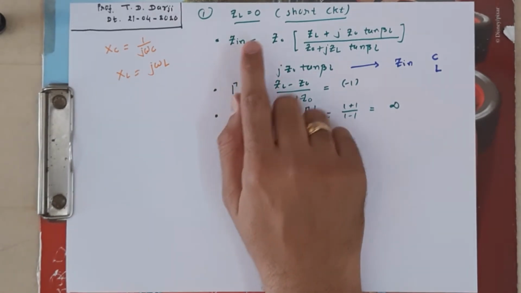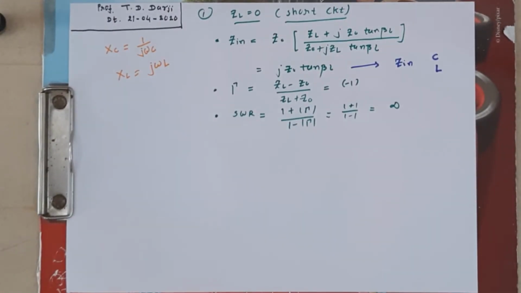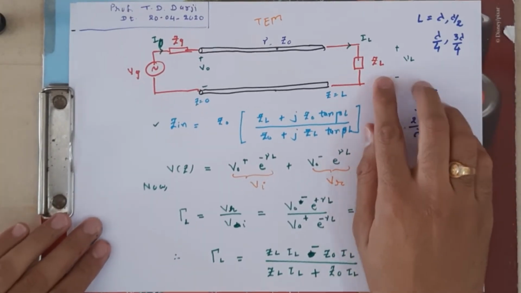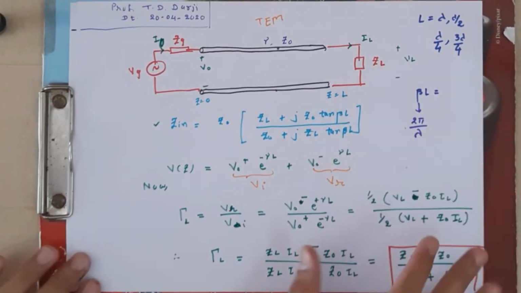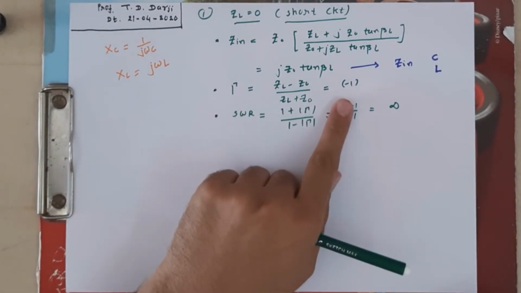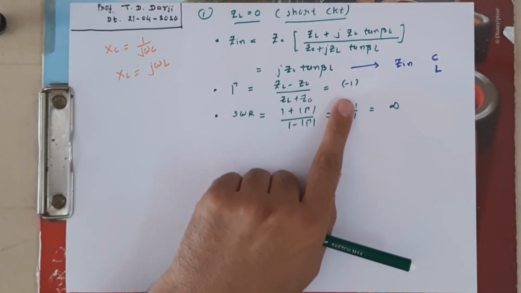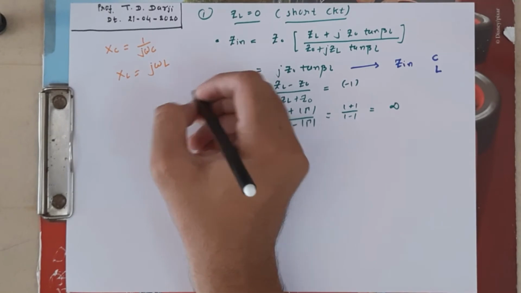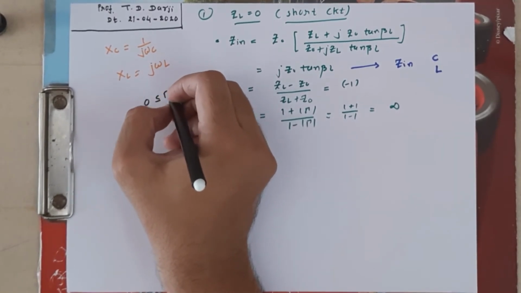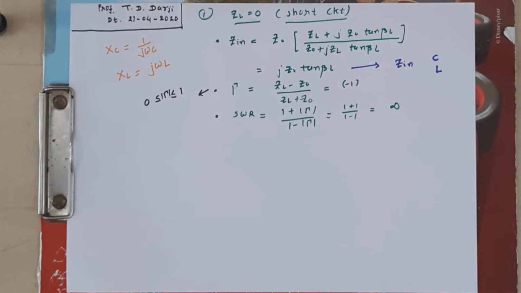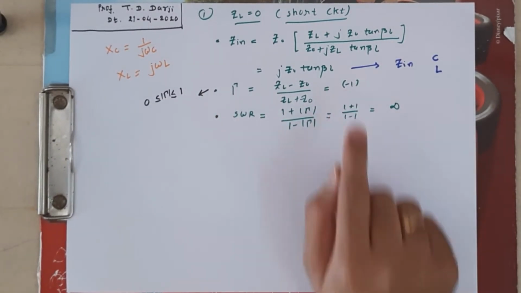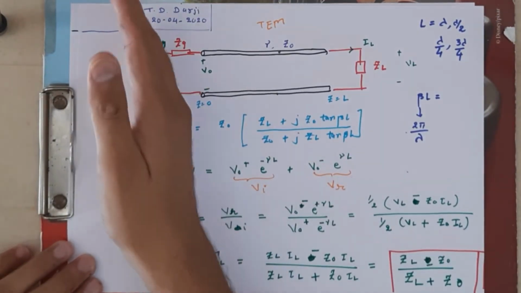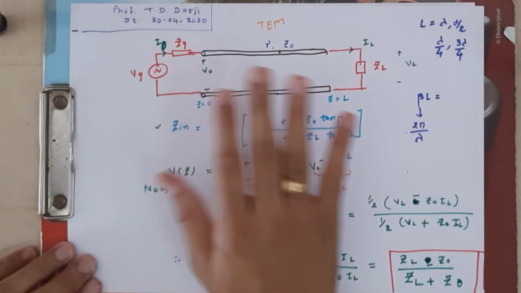So we can say that ZL equal to 0 means the load impedance is short circuited, and in that case tau is equal to minus 1. What do we mean by tau equal to minus 1? What should be the minimum and maximum value of tau? As we discussed in our last chapter, the mod of tau is between 0 and 1. Here the mod of tau is 1, which means whatever wave is incident, all of it is reflected back.